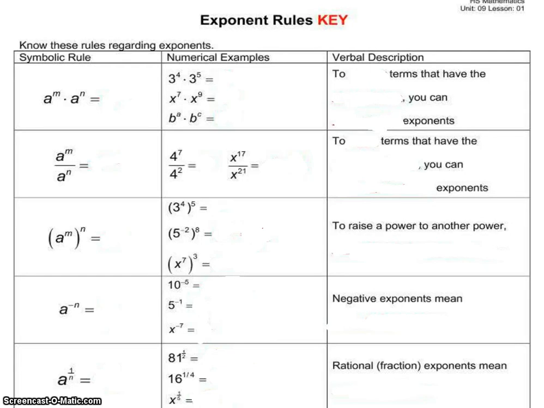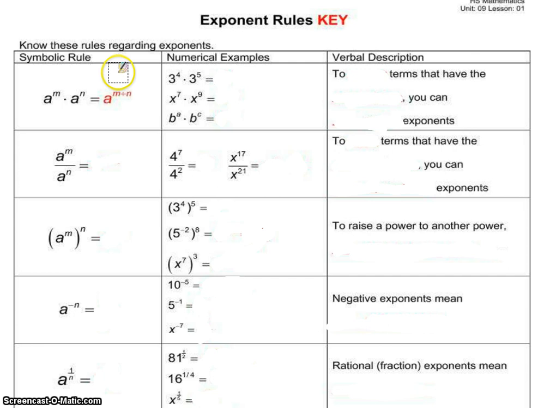Okay, class. Today we're going to be going over exponent rules. What I want you to see is that you know most of these rules. We just haven't formally done these rules. Looking at the first one, the symbolic rule is a to the m power times a to the n equals what? You know from what we did before spring break that I should get m plus n. When I'm multiplying, I add my exponents.